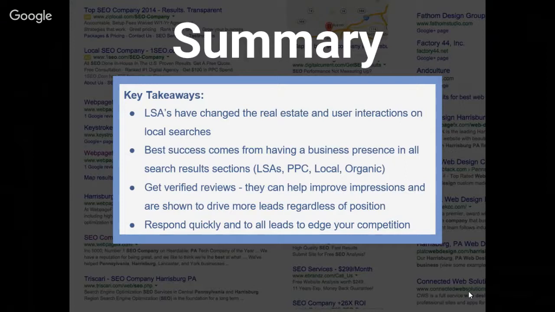The next two big things here, getting verified reviews not only helps send positive ranking factors about your local service ads, but also helps you potentially drive more leads, giving you that leg up over your competition. And then lastly, responding quickly to your leads and getting that edge over your competition as well.